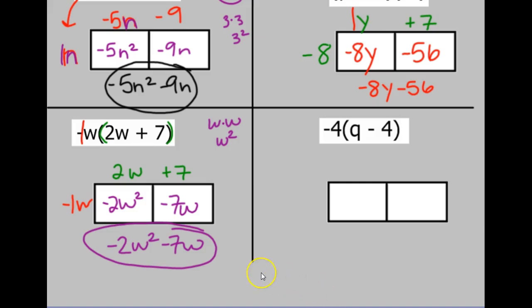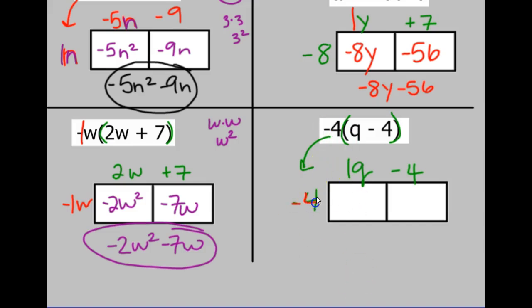Alright, last one. Like this, I'd like you to try it on your own. Pause the video and then play when you're done. Alright, inside our classroom here, we have a q. It's really a 1q. And a -4. Remember that negative always goes with whatever comes after. That goes with the 4. And then our teacher out front is also a -4.